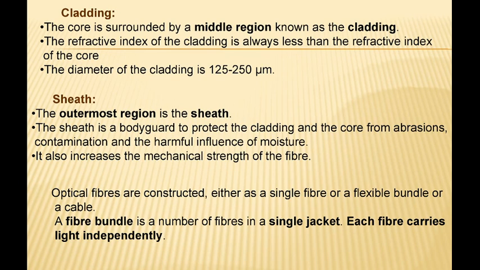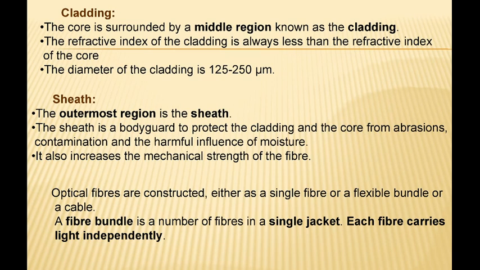We already learned that for total internal reflection to take place, the light should pass from a denser medium to a rarer medium. That's why the refractive index of the cladding is always less than the refractive index of the core. Generally the diameter of cladding is 125 micrometers to 250 micrometers.